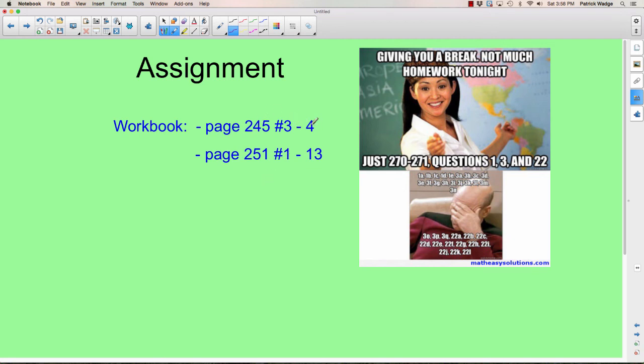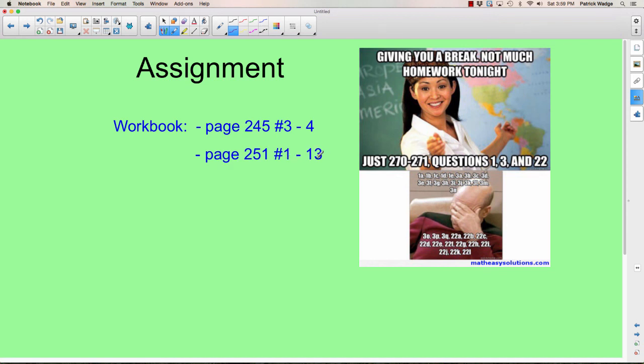So these first 2 questions here, these are tree diagrams. So you're going to do 2 tree diagrams. Start on page 245. I think it goes to 246 is the other one. This is the starting page, right? I always just write the starting page. And then the other part is a review of probability, and that starts on page 251, and it goes from number 1 to 13.